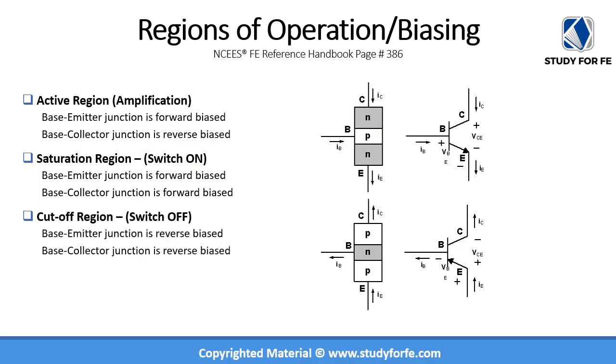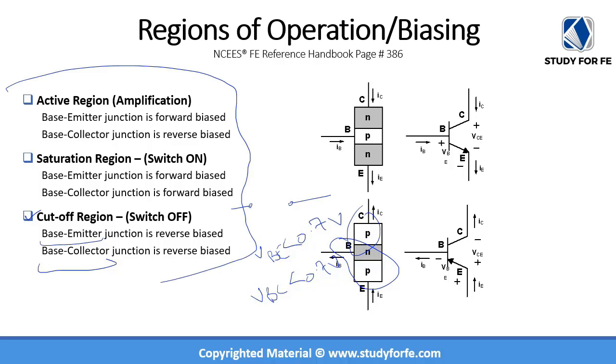And finally, we have the cutoff region in which BJT will act like an open switch or a switch off. For this to happen, the base emitter junction is reverse biased. So this is the base emitter junction, VBE has to be less than 0.7 volts. And the base collector junction, which is this, VBC, has to be less than 0.7 volts as well. So these are the three regions of operation and biasing of the BJTs.